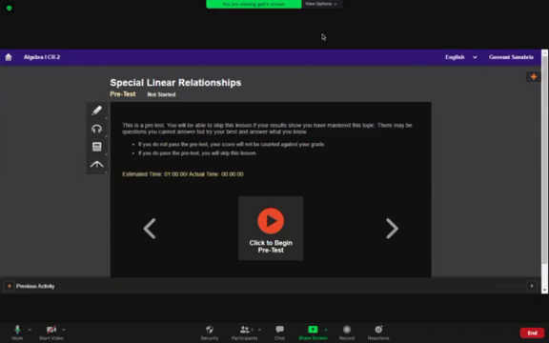Special linear relationships. I think maybe that might be parallel and perpendicular lines. Yeah. I think this might not be bad. I think if you want to go through it, I think we could. Can I show you something real quick though? Yeah. All right.